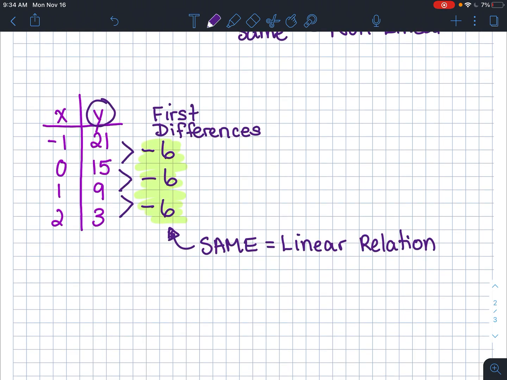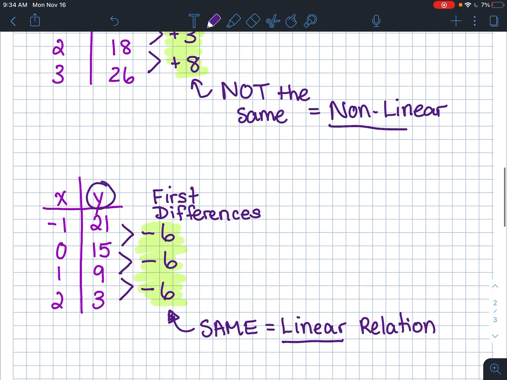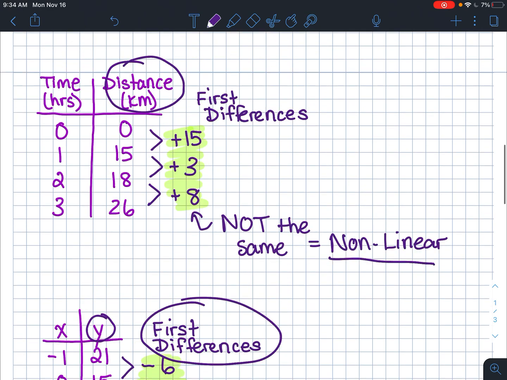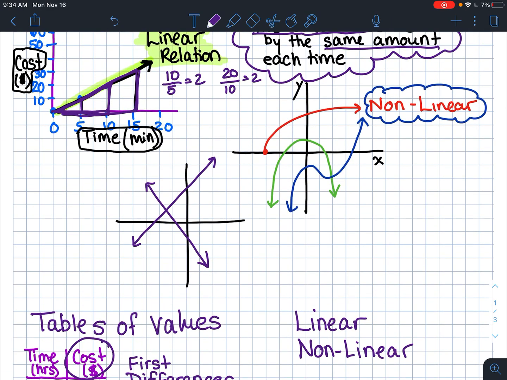So that's how you tell if something is linear or nonlinear. You check the first differences in the table, and in the graph, you see if it makes a straight line for linear and a not straight line for nonlinear.